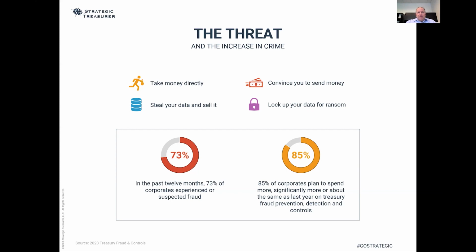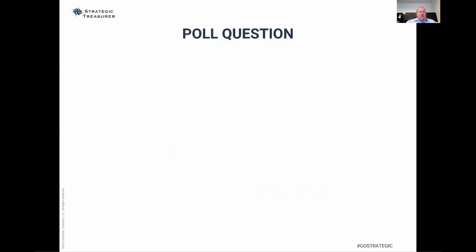And nearly all, 85% of your peers plan to spend more or significantly more than last year on Treasury fraud prevention, payment fraud detection, or different types of controls. And this is multiple years stacking up of plans to spend more, significantly more. So your peers are spending more because of the threat level. So with that, dispensing with the standard issues of fear and concerns that are real, that's a good reminder. But let's go to our first poll question.